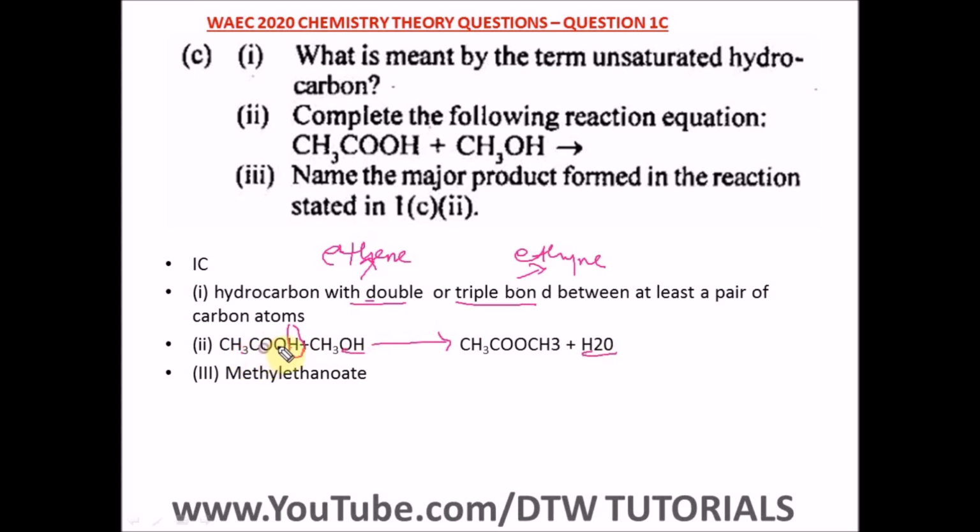So you have CH3COO here. This CH3 displaces hydrogen here. Then this reacts here to get what? Water. Okay, so name the major product formed in the reaction. Methyl ethanoate. This is methyl ethanoate, and that's the name of the product that we get.